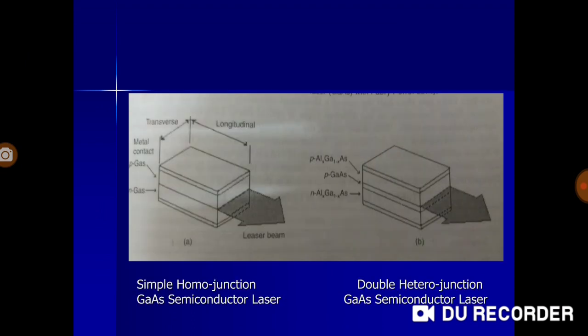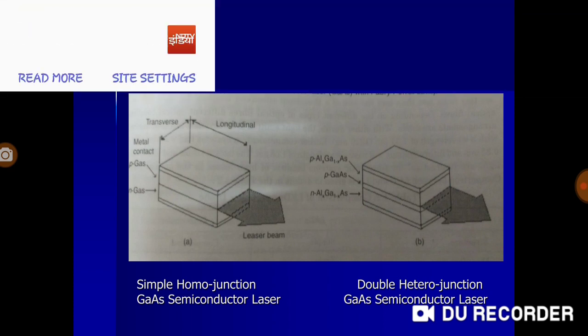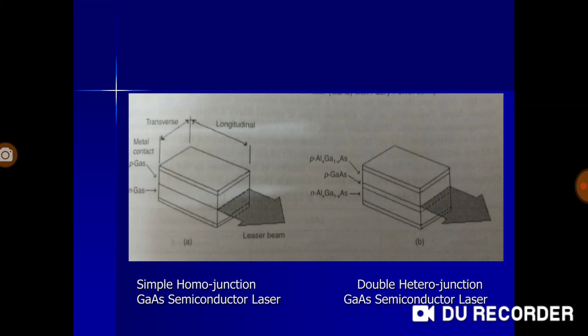And the two laser structures that are very popular: one is homojunction. Homojunction means the junction is formed by the same kind of material. P and N material are the same, gallium arsenide for both. That is homojunction. The junction is formed from similar materials, while if dissimilar materials form the junction, it is known as heterojunction.